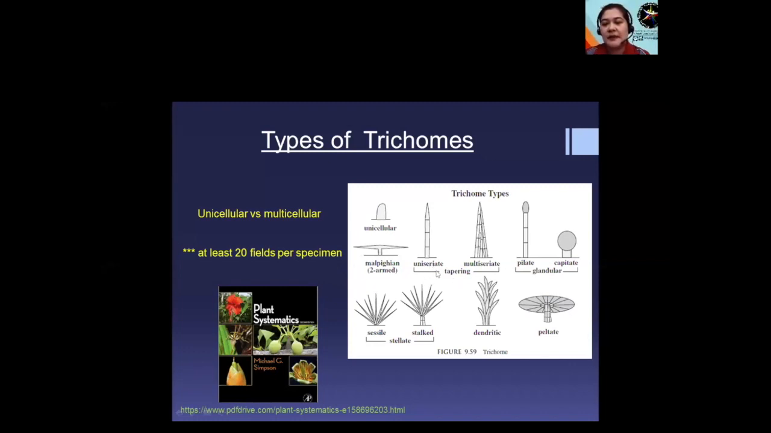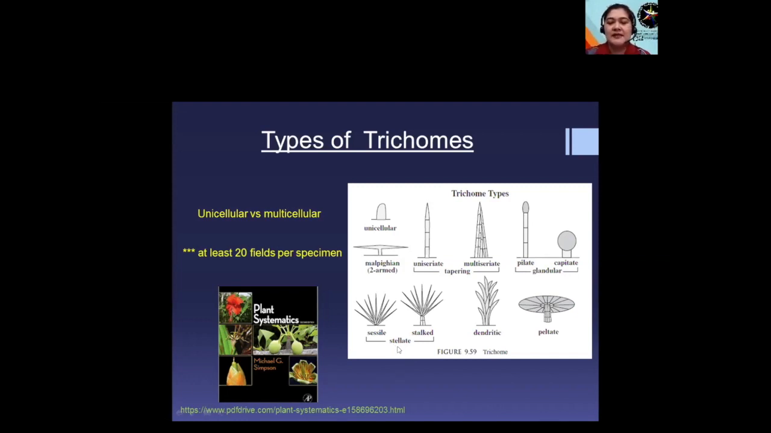And then we have the tapering type. One is uniserrate. Ibig sabihin, iisang sungay lang yan. And you have 1, 2, 3, 4 different cells. So this is multicellular uniserrate. Ito naman is multiserrate, multicellular. Okay? And then for the glandular type, we have two. We have pilate na mahaba ang stalk pero maliit ang head. And the capitate, which would have a small stalk and a big head.